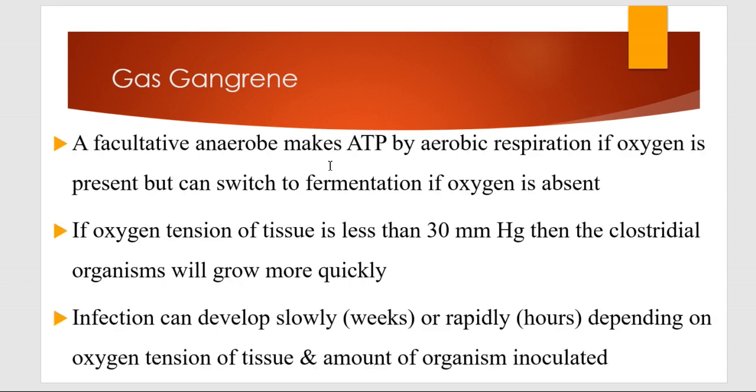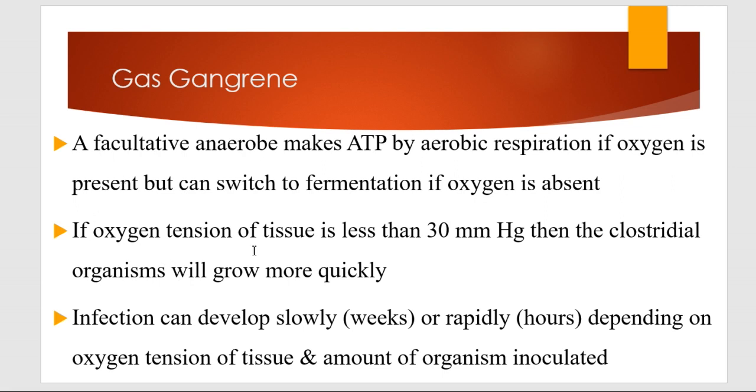What is a facultative anaerobe? Basically, a facultative anaerobe is an organism that makes ATP by aerobic respiration if oxygen is present, but can switch over to the fermentation process if oxygen is insufficient or absent. So the various Clostridium species, they are facultative anaerobes. They can make ATP aerobically as well as anaerobically whenever oxygen is not present.